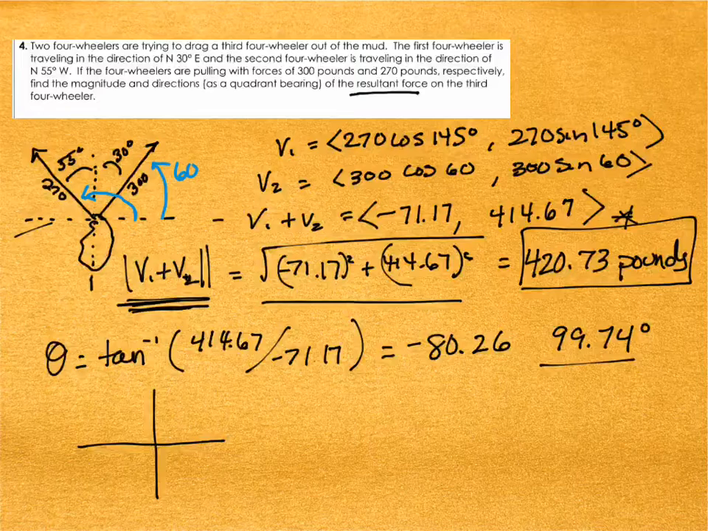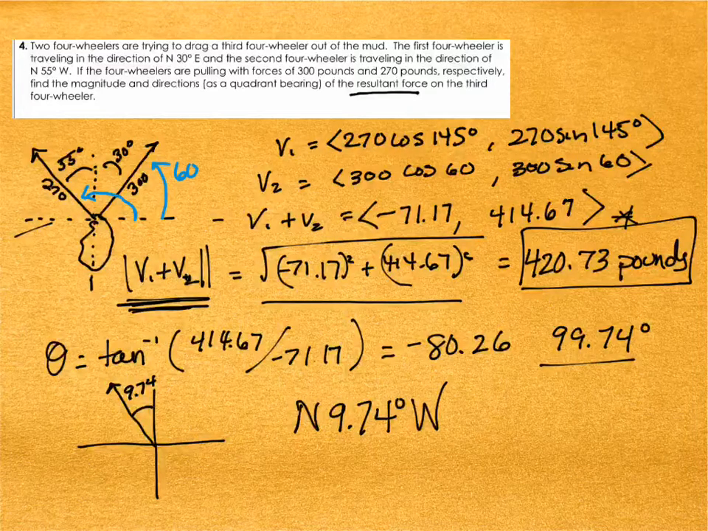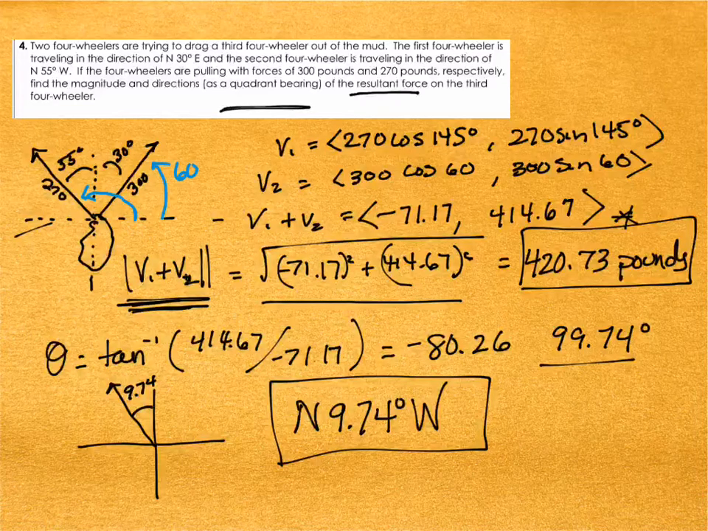So 99.74 is about here, right? And so this would be 9.74 degrees, right? So let's see. And then that's not so bad then, is it? So it's north 9.74 degrees west. North 9.74 degrees west would be your bearing, your quadrant bearing. Okay, let me stop there.